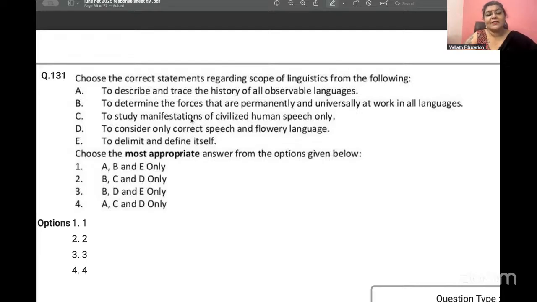So, C is wrong. To consider only correct speech and flowery language. Who doesn't know that is wrong? C and D are wrong. You don't have to read the rest. A, B, E is the answer.